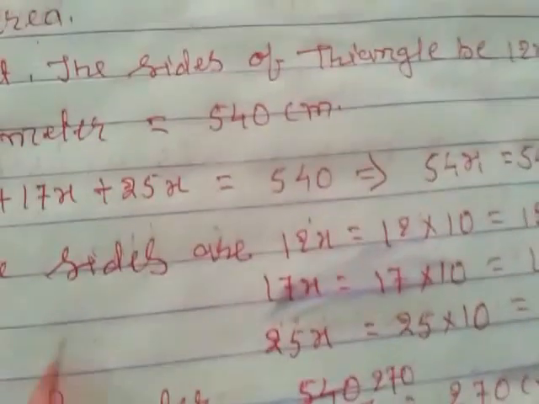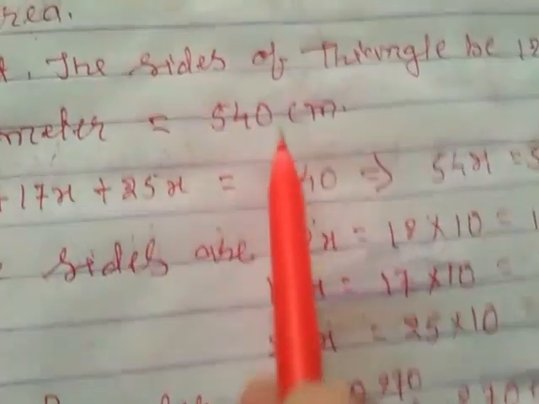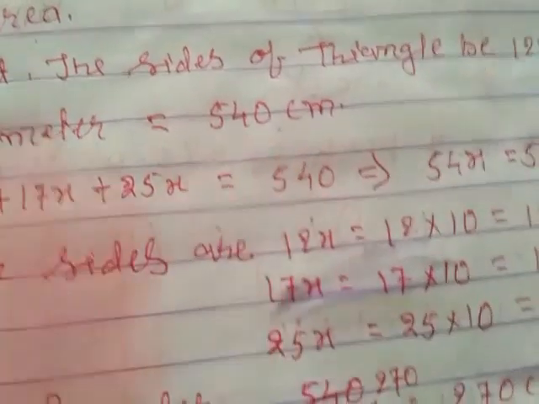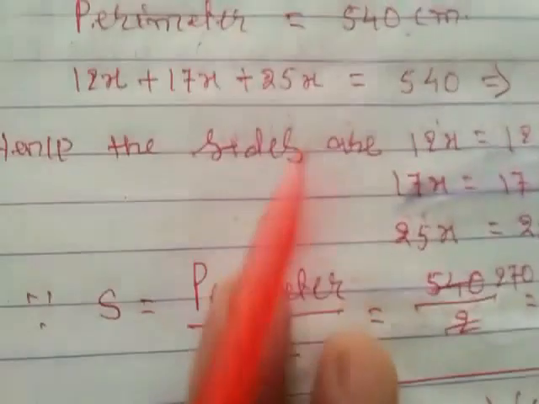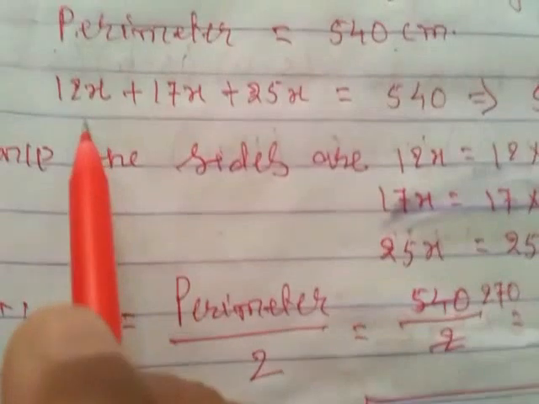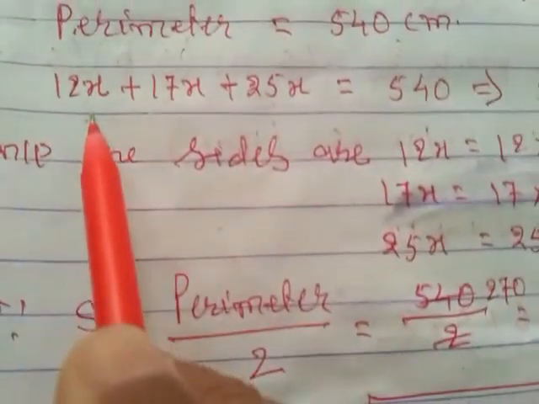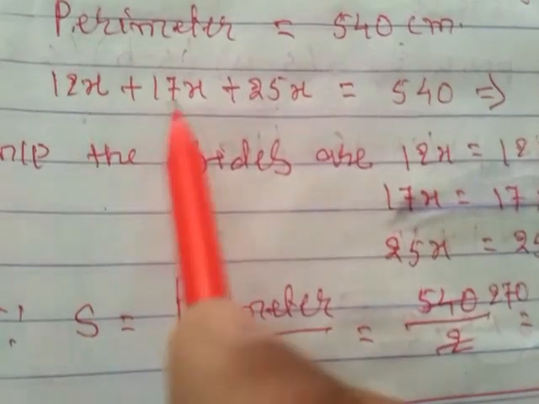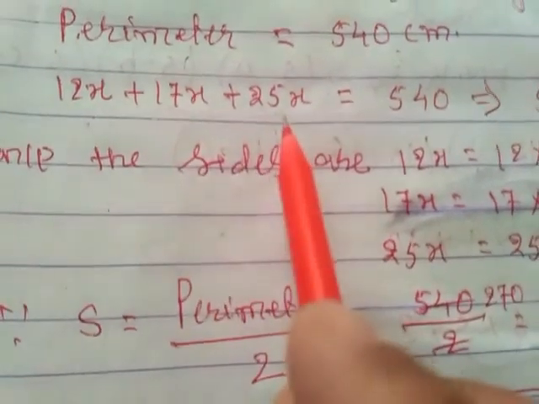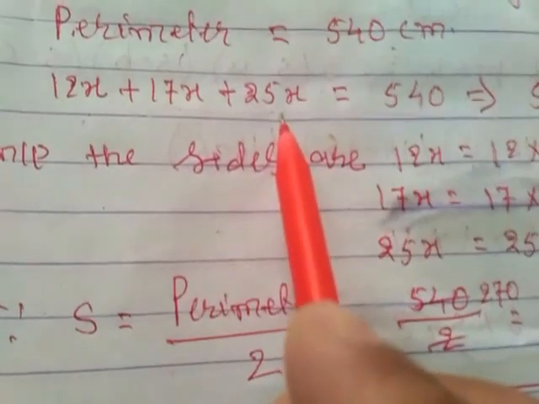Hence the three sides of the triangle were 12x, 17x and 25x. And now we have obtained the value of x. So from here we got the lengths of the three sides of the triangle, that is, substituting the value of x in 12x.